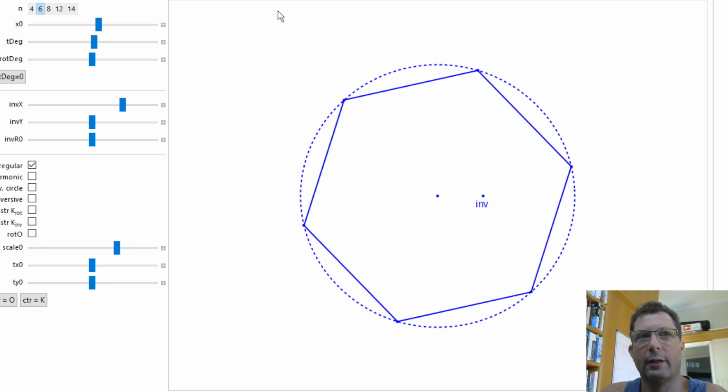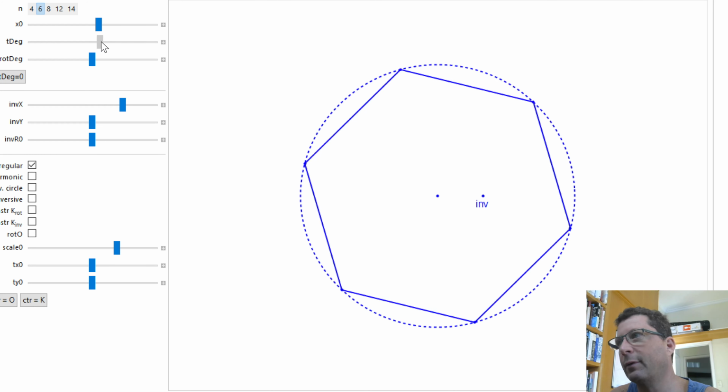So in an 1888 book by John Casey, and I'm going to leave a link in the description, a family of polygons is described, which he calls harmonic polygons, which are inversive images of a family of regular polygons. So here's a family of hexagons.